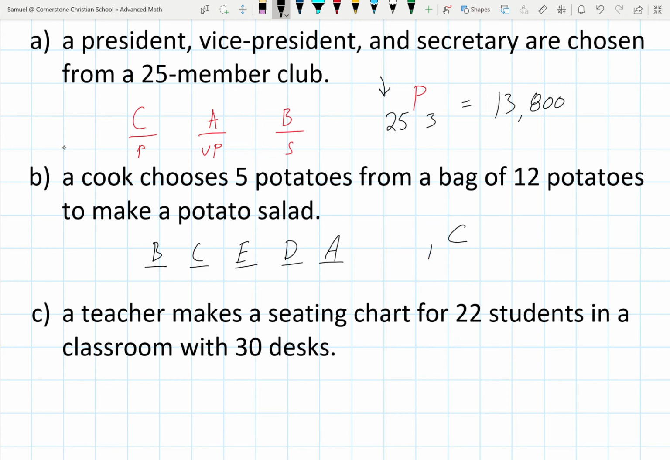And so in this case, we're going to enter 12 first because that's the total number of potatoes I'm choosing from. And then 5 is the number that I am choosing. And so if I were to plug this in, I'm going to find that there are only 792 different ways that I can choose these 5 potatoes.